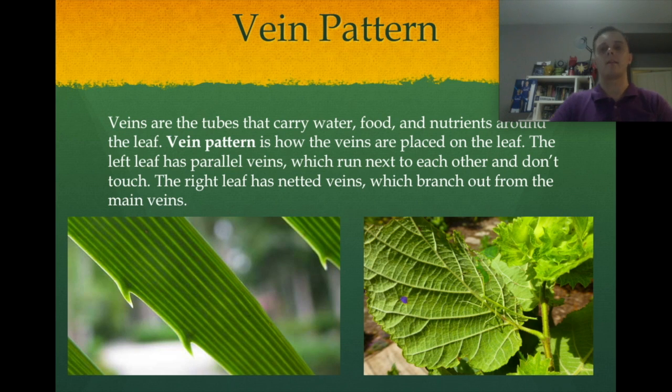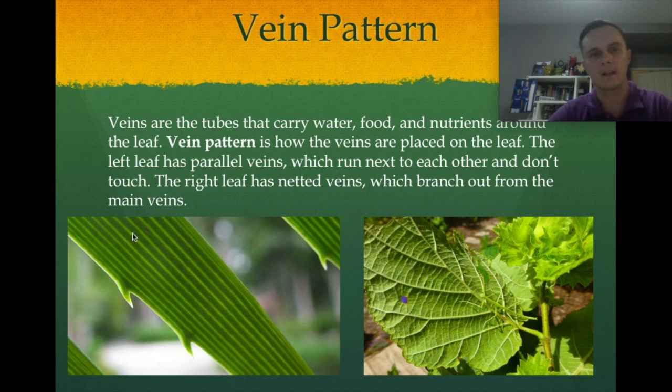Now, vein pattern. You should know what veins are. Veins are the tubes that carry the water around the plant, or in your body, the tubes that carry blood around your body. So yeah, veins are the tubes that carry water, food, and nutrients around the leaf. And vein pattern is the way they are placed.